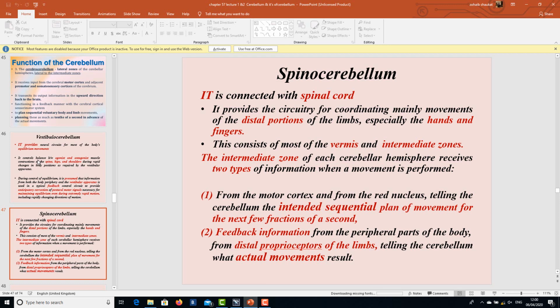The intermediate zone of each cerebellar hemisphere receives two types of information when a movement is performed: from the motor cortex and from the red nucleus, telling the cerebellum the intended sequential plan of movement for the next few fractions of a second; and the feedback information from the peripheral parts of the body, from distal proprioceptors of the limbs, telling the cerebellum what actual movements result.